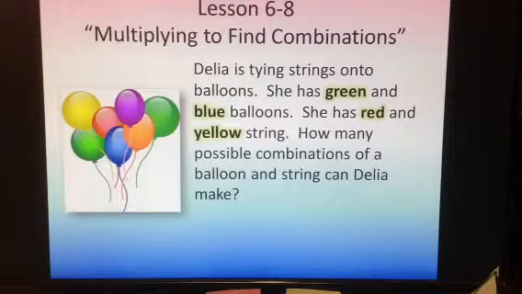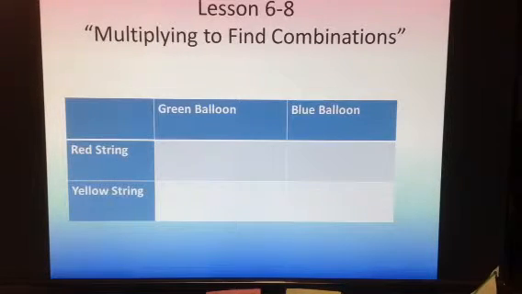Delia is tying strings onto balloons. She has green and blue balloons. She has red and yellow string. How many possible combinations of a balloon and string can Delia make? We looked at this problem as if it was an array. We said there were 2 choices for balloon colors and 2 choices for string colors. That makes a 2 times 2 array, or 4 choices.